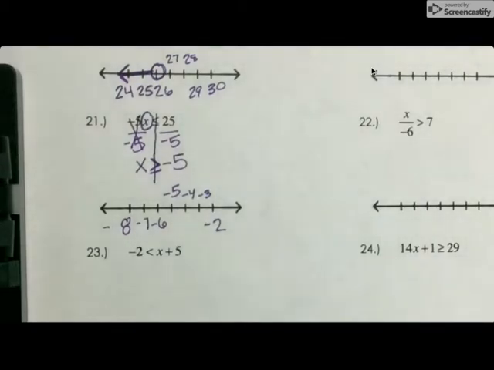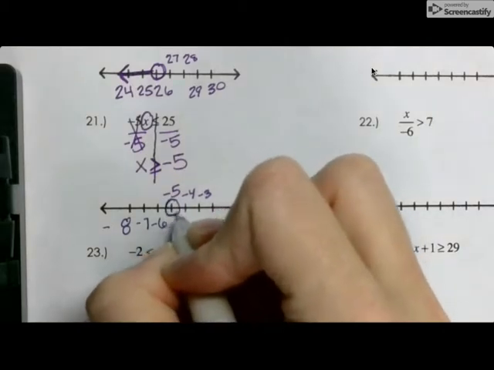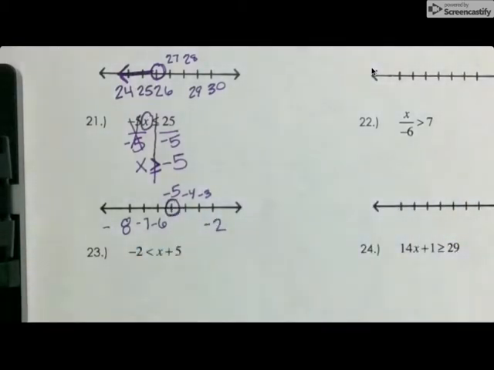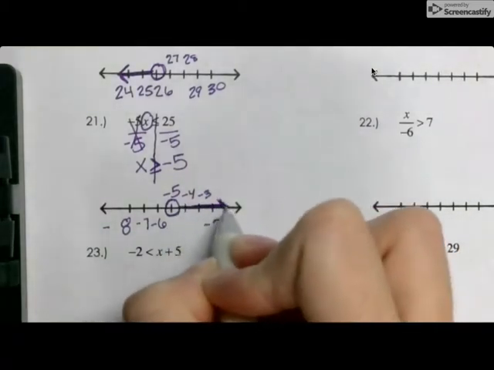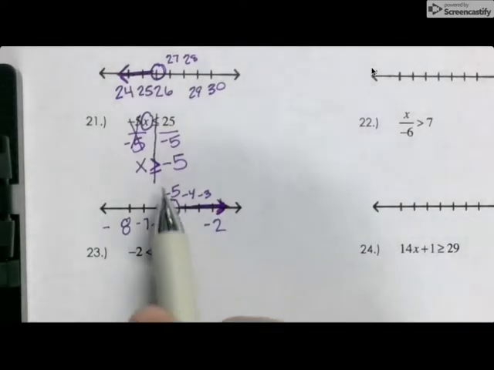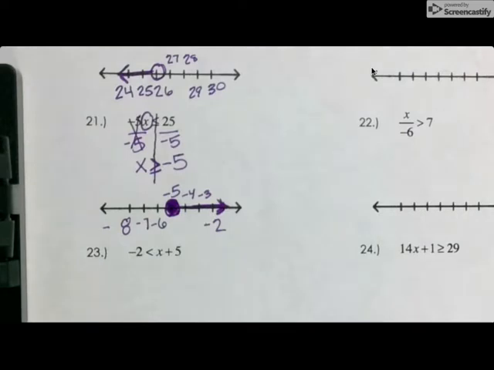Okay? I'm going to draw my circle at -5. X is greater than -5. So is -6 greater than -5? Or is -4 greater than -5? -4 is greater, so it's going to go to the right. And because there's this line underneath, you should have known that that circle needs to be filled in.